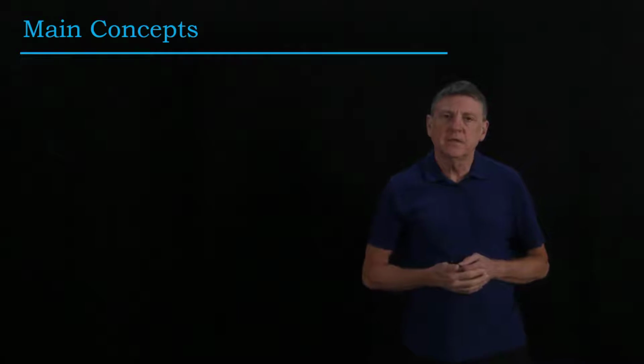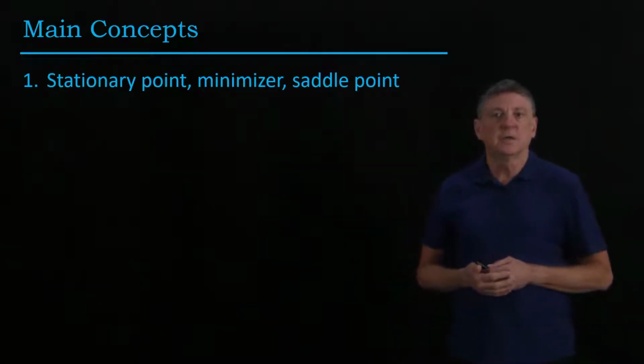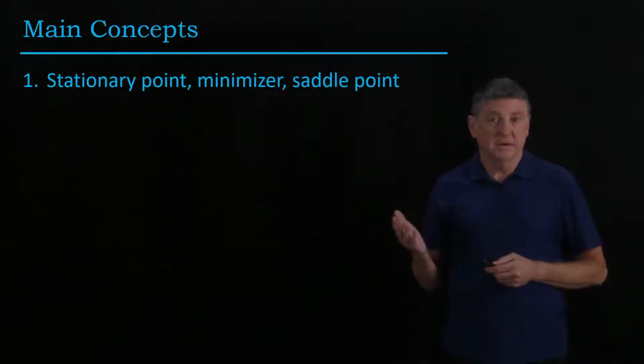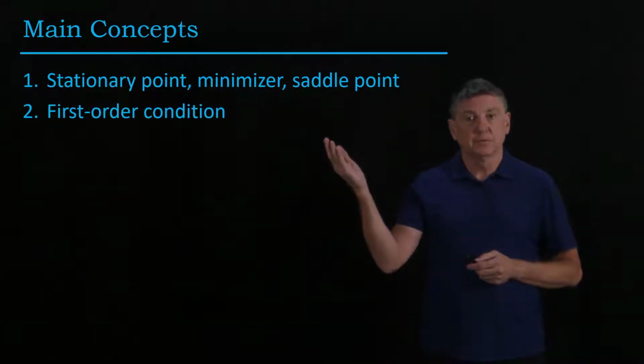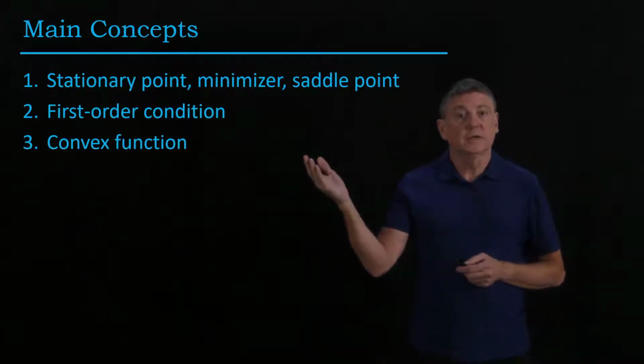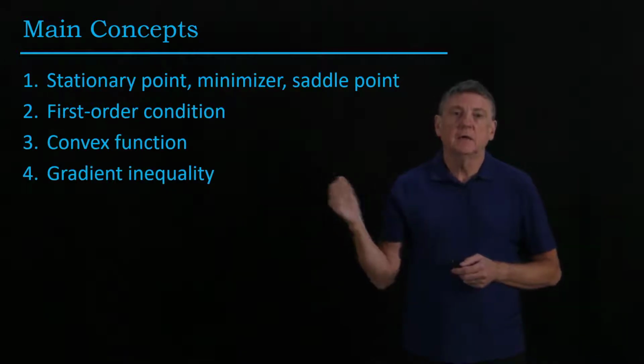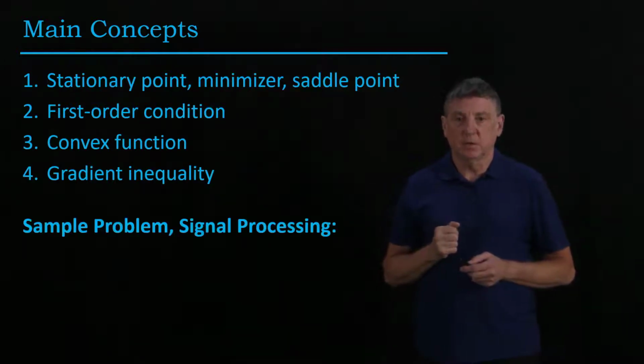Welcome. In this lecture, which has multiple sessions, we'll explore stationarity and convexity for a function that has a scalar argument. The main concepts in this lecture are stationarity, what a minimizer is, and what a saddle point is. We'll examine a first-order condition, we'll look at a convex function, and we'll briefly introduce the gradient inequality.